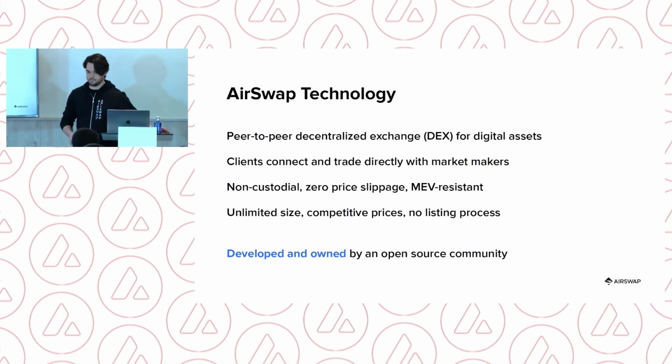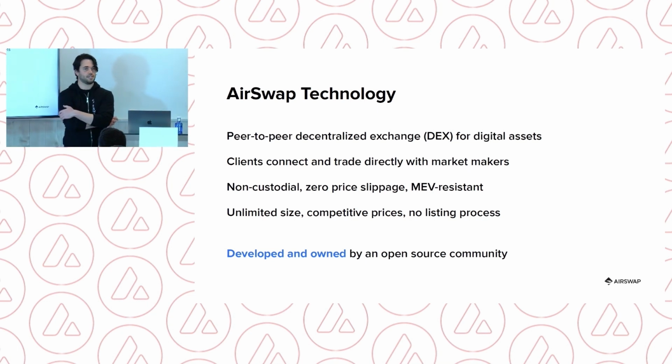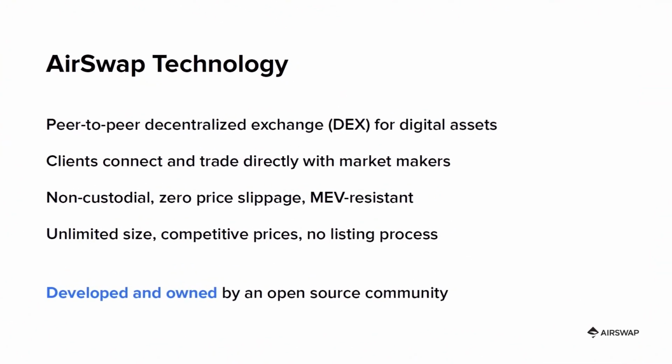So taking it from the top, AirSwap technology. AirSwap is a peer-to-peer decentralized exchange. It was actually founded a few years ago. In particular, with the AirSwap DEX, clients connect and trade directly with market makers. So this is different from an on-chain AMM.